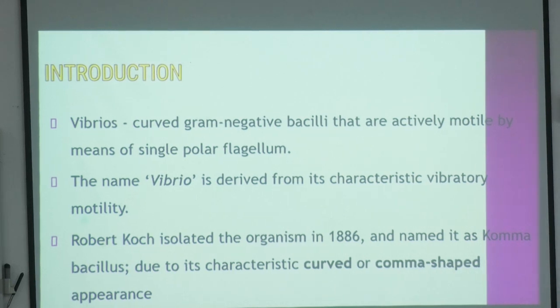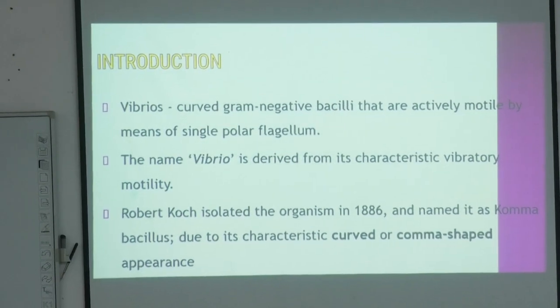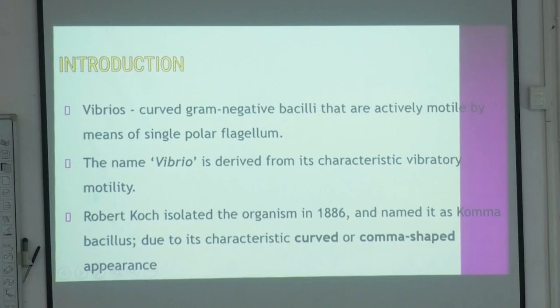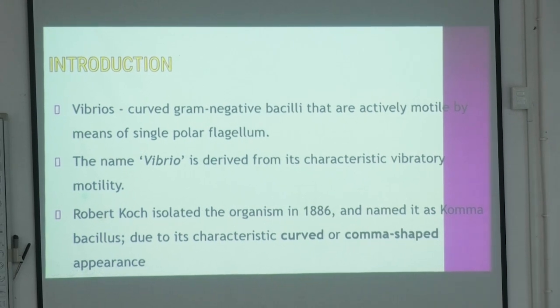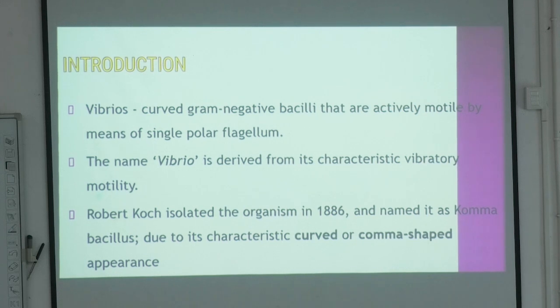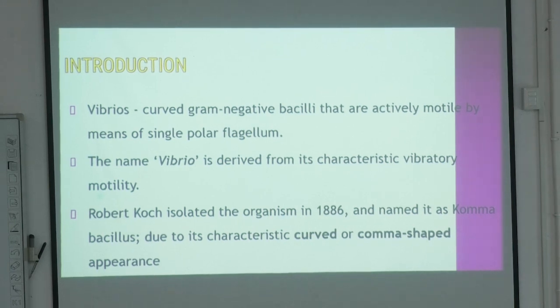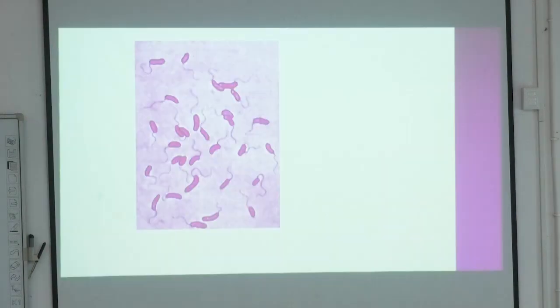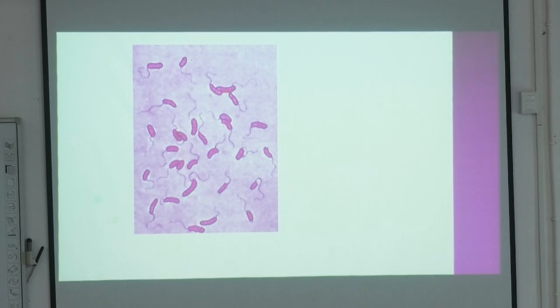So Vibrio cholerae. Vibrio is a gram-negative curved bacilli that are actively motile by single polar flagellum. The name Vibrio is derived from characteristic Vibrio motility. Robert Koch first identified this organism in 1886. Vibrio is characteristic curved bacilli, comma-shaped bacilli. This is what it looks like, right?